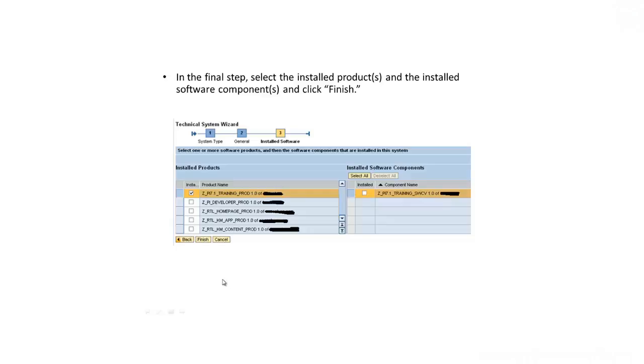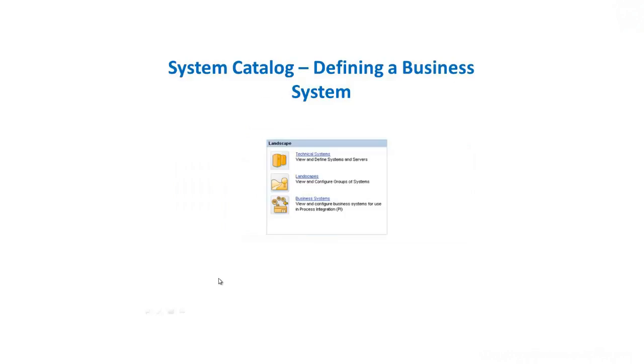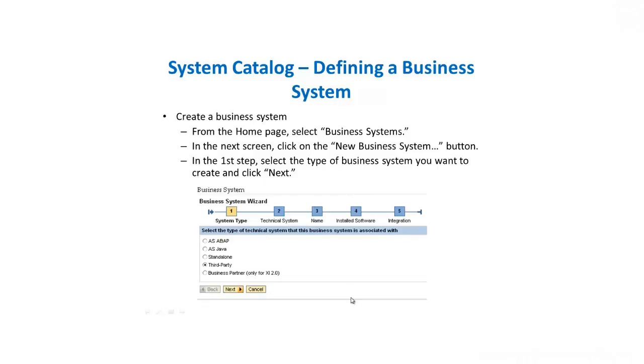systems catalog. Now next under systems catalog is defining a business system. So here we'll define a business system. For defining that business system, we'll select the business system link from the home page, and in the next screen we'll click on the new business system button. Then we'll get this particular screen. So here in this business system wizard, we'll select the type of the business system which we want to create. So here we'll select the type as third party, and then we'll click on this next button.